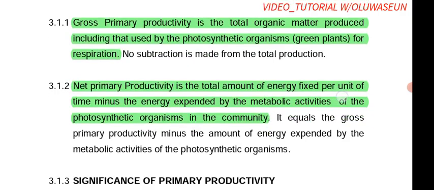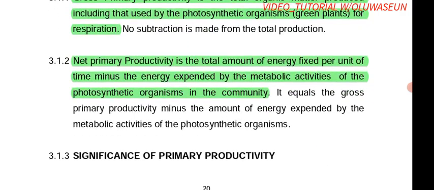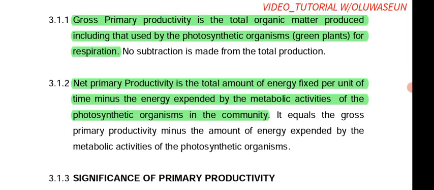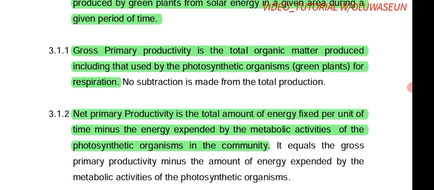Now, what is net primary productivity? Net primary productivity is the total amount of energy fixed per unit time minus the energy expended by the metabolic activities of the photosynthetic organisms in the community. So you can see that this one is minus it, while the gross productivity is plus it. It added the energy used for respiration.